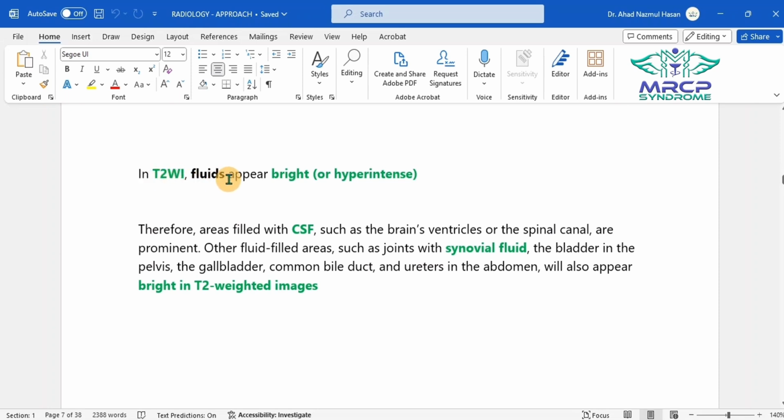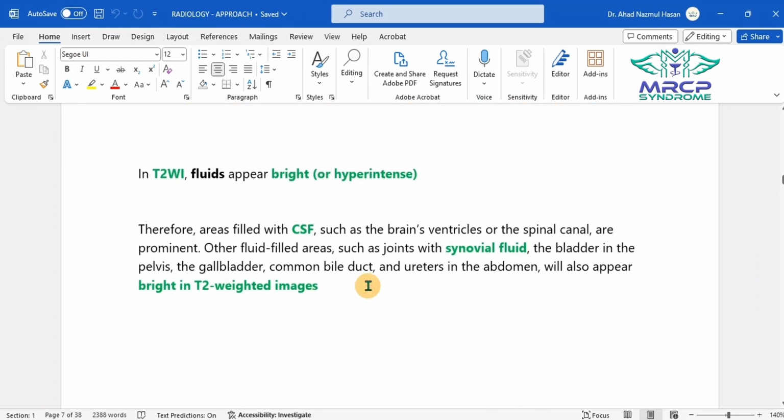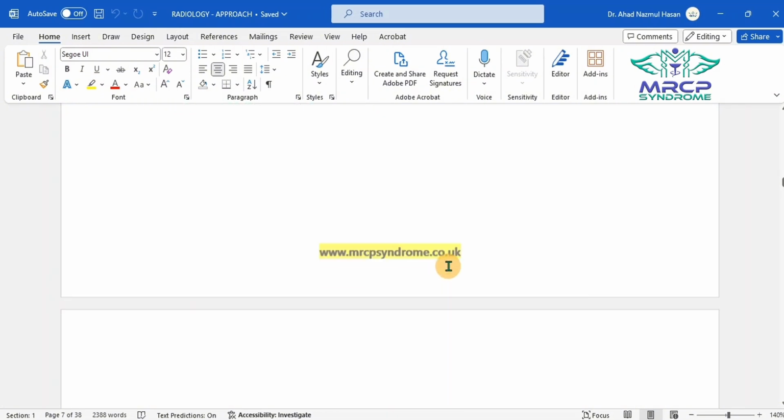In T2 weighted image, fluid appears bright or hyperintense. Therefore, areas filled with CSF, such as the brain's ventricles or the spinal canal, are prominent. Other fluid-filled areas, such as joints with synovial fluid, the bladder in the pelvis, the gallbladder, common bile duct, ureter in the abdomen will also appear bright in T2 weighted image. So they were appearing as dark in T1 and they will appear as bright in T2 weighted image.